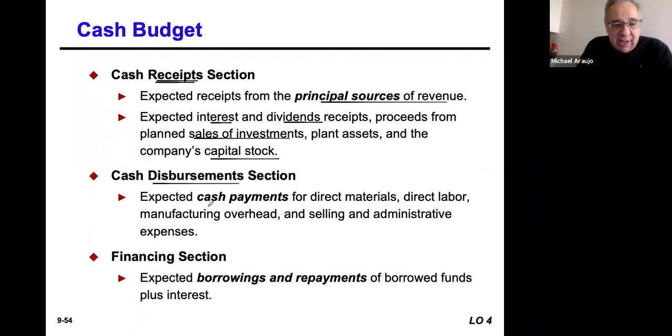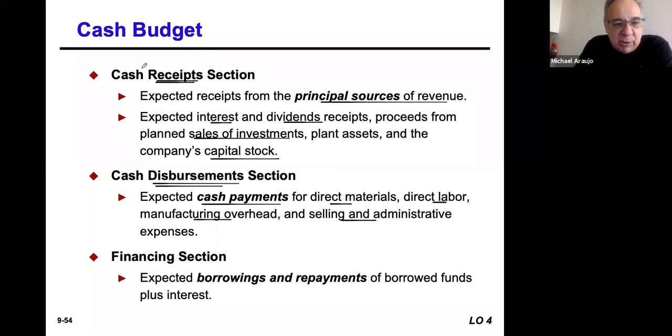Cash only goes out because you've got bills to pay, most of the time, although you can plan to purchase assets as well and other things. But in this case, thankfully it's simplified. You need cash to pay for materials. You need cash to pay for labor. You need cash to pay for all that overhead. And you need cash to pay all those selling and administrative expenses. So this is the immediate cash payments, or cash going out of the company.